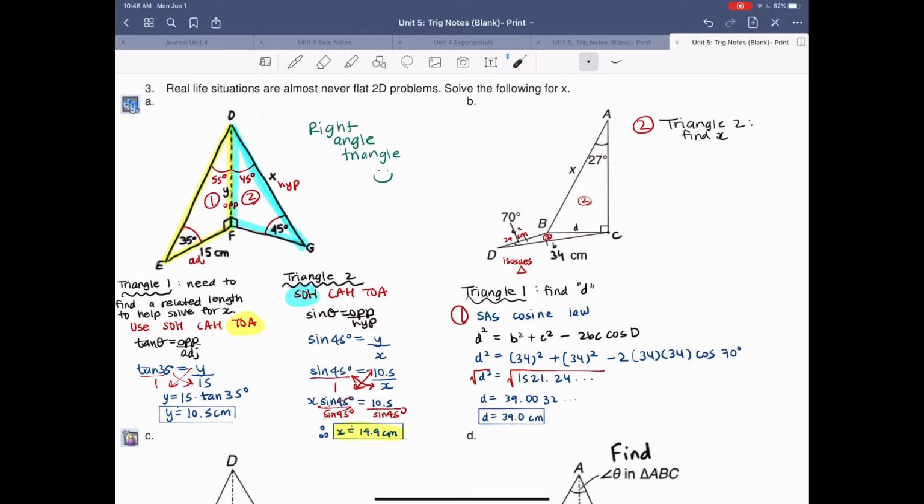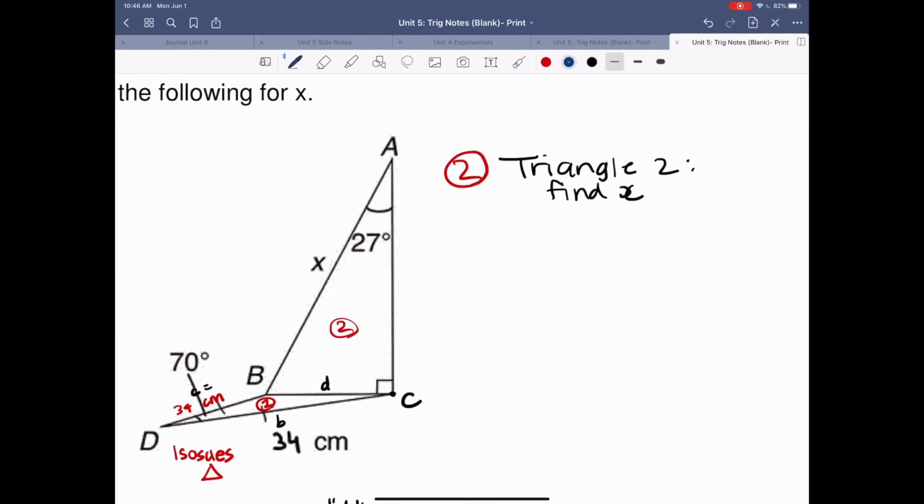So a couple things you can do. One thing you can do is use SOHCAHTOA, and I find that easier when I'm dealing with the right angle triangle. Or you could have maybe used the sine law, because these are corresponding and these are corresponding. But I'm going to try to use the easier option, which is using SOHCAHTOA.